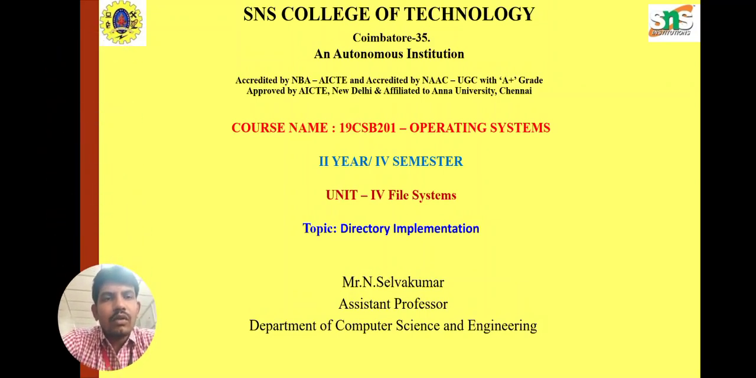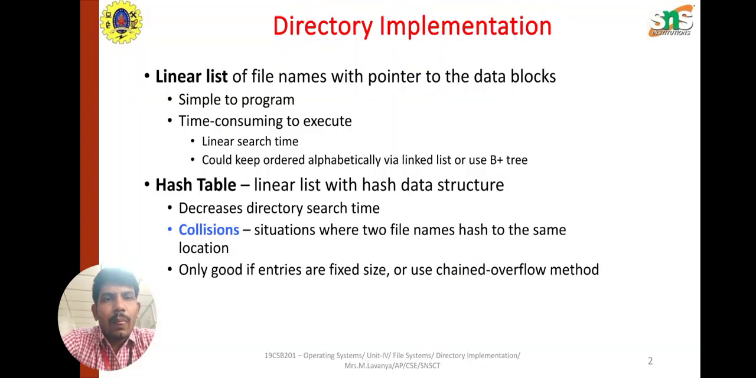Now I'm going to talk about the direct implementation of the file system concept. So what is a direct implementation? In a direct implementation, we use a linear list of file names with a pointer to the data blocks. It is similar to a program, and it is time consuming to execute. In a linear list, a linear search is needed, and it could be kept ordered alphabetically by a linked list or use a B+ tree.